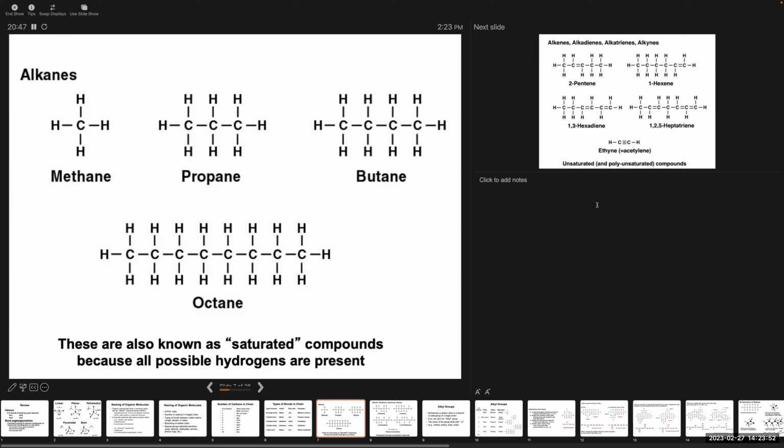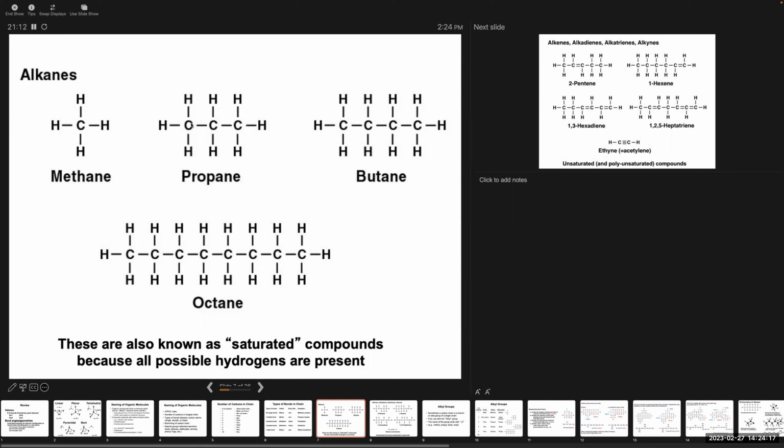Now notice that in these molecules, they're also surrounded by hydrogens. And we have enough hydrogens to satisfy the valence of each carbon. So in methane, carbon always forms 4 bonds. The valence of carbon is 4. So the carbon happens to be bonded to 4 hydrogens.